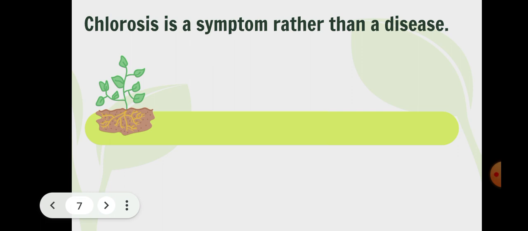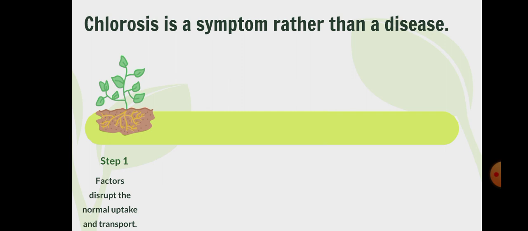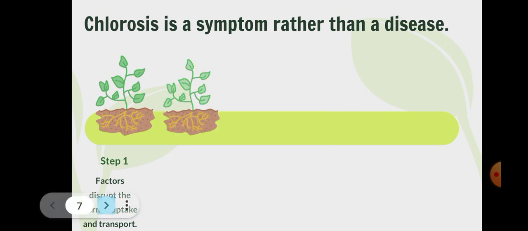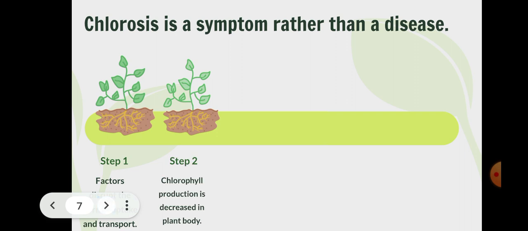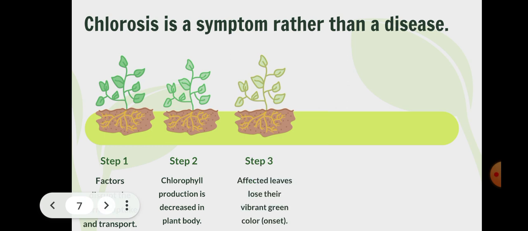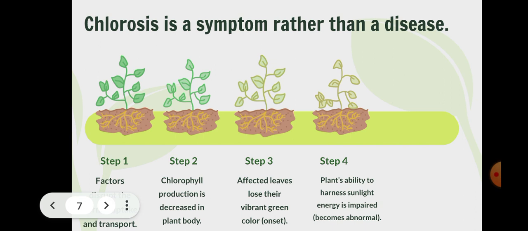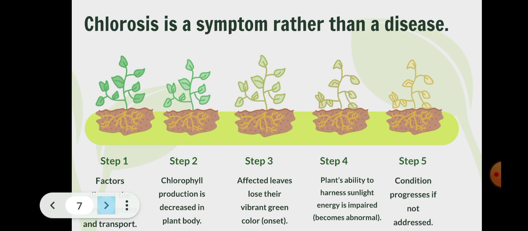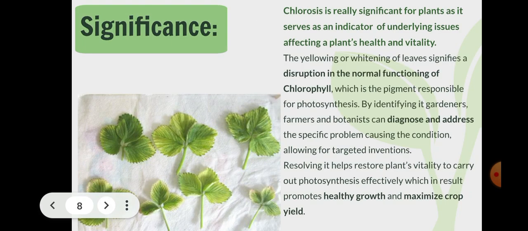Now let me talk about how chlorosis actually progresses in a plant body. In the first step, the factors that lead to this symptom disrupt the normal uptake and transport in the plant body. In the second step, chlorophyll production is decreased in the plant body, and then in the third step, the affected leaves start to lose their vibrant green color, which means that chlorosis is actually starting its onset. And then after that, in the fourth step, the plant's ability to produce chemical energy from sunlight energy becomes abnormal or impaired. Then in the last step, the condition starts progressing and becoming more and more severe if it is not addressed properly.